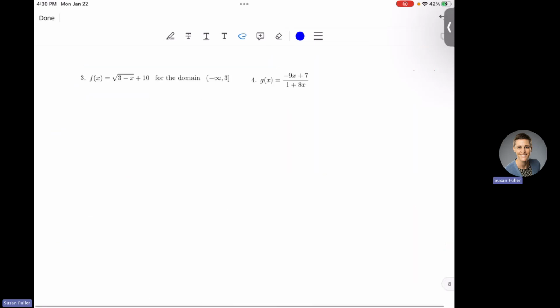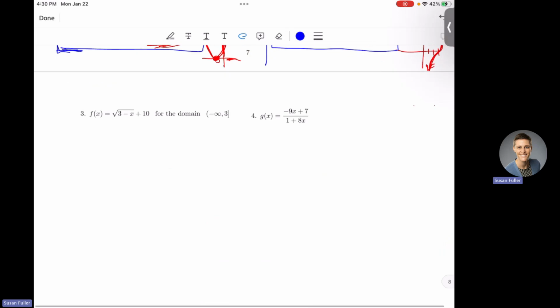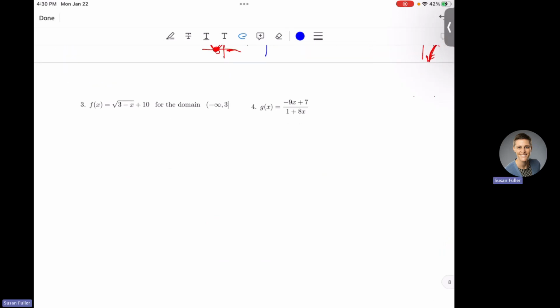All right. Couple more here. f of x equals the square root of 3 minus x plus 10. And again, we're told that the domain of this thing is negative infinity to 3. So to find my inverse, I'm going to replace f of x with y so that I can see where it is. And I'm going to switch x and y. And now I'm in inverse land.